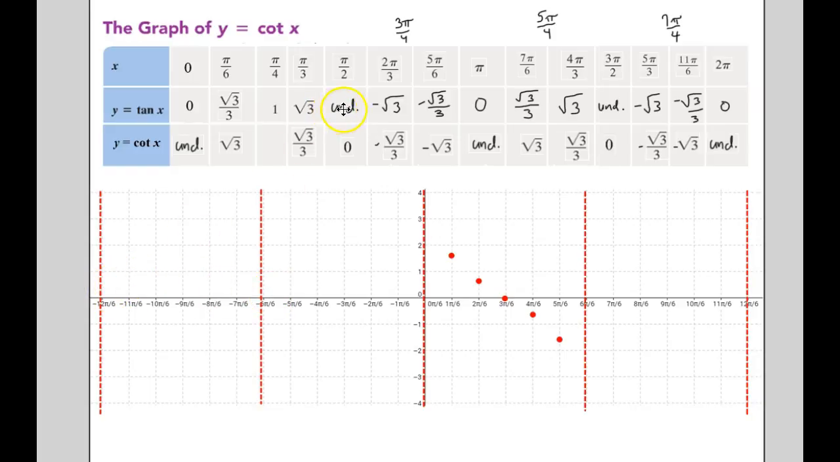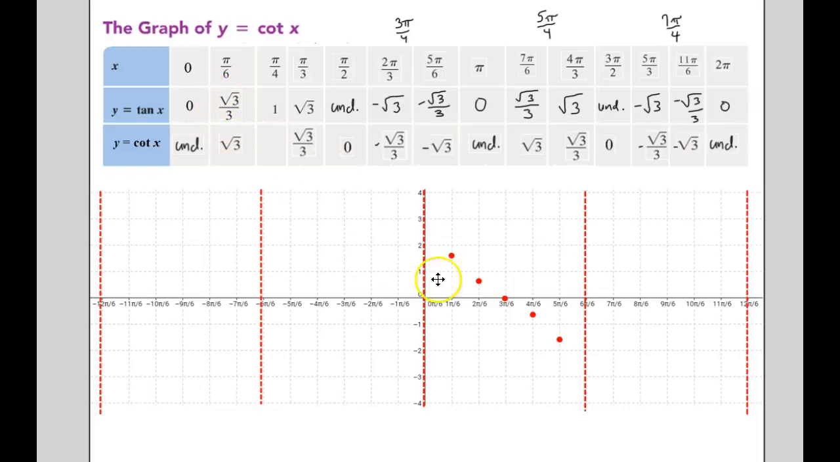Alright, now when the tangent was undefined, if you flip that over, that was because we were dividing by 0, so now we're dividing 0, which results in 0. So at pi over 2, 3 pi over 2, 5 pi over 2, the odd multiples of pi over 2, now we get intercepts.